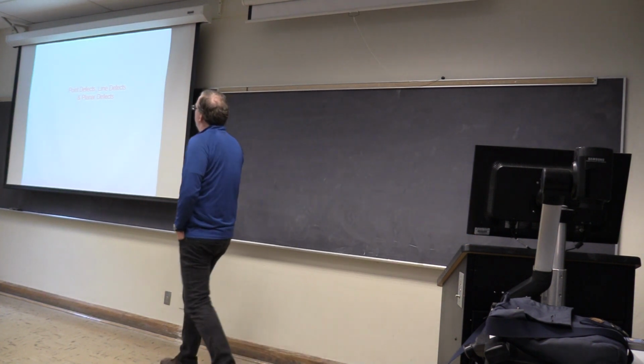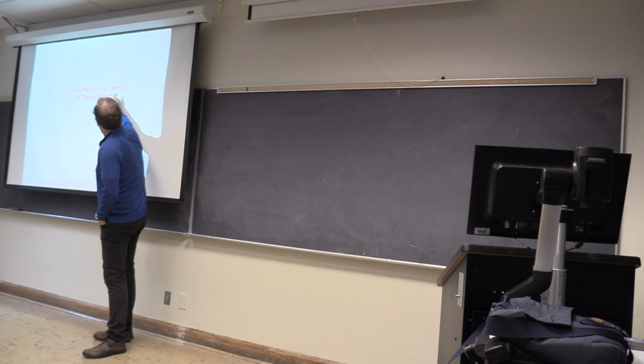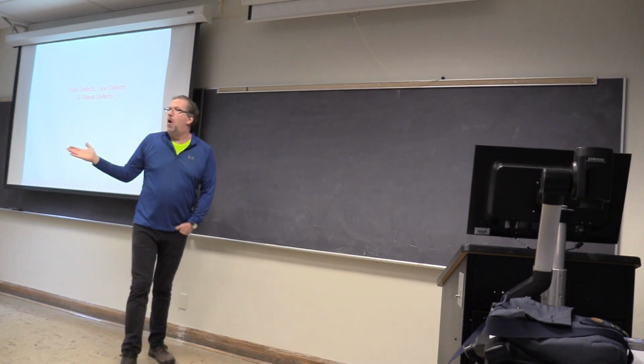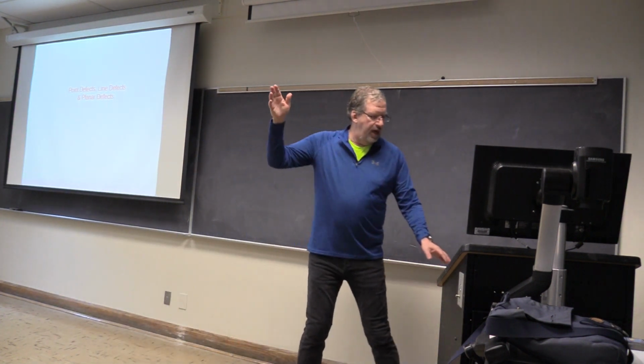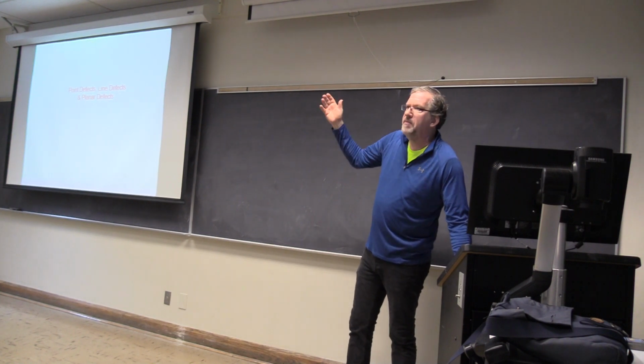Now recognize that there are all kinds of point defects, line defects, and planar defects. So a lot of things can go wrong. You build your Jenga tower, and maybe there's some defect in there.